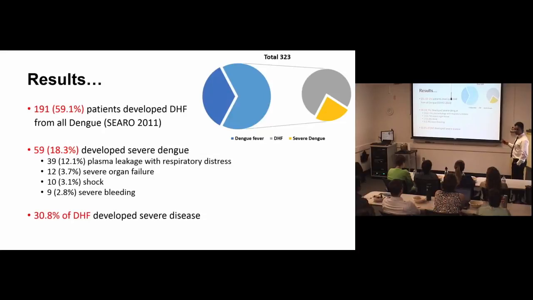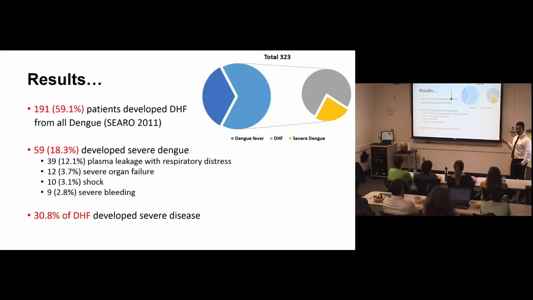So then we come to this severe category. From the dengue hemorrhagic fever, the people who start leaking, 59% of the dengue cohort started leaking, which is an indicator of severity, right? And out of those who are leaking, 18.3% develop severe dengue, which means they have plasma leakage with respiratory distress, severe organ failure, shock, and severe bleeding.